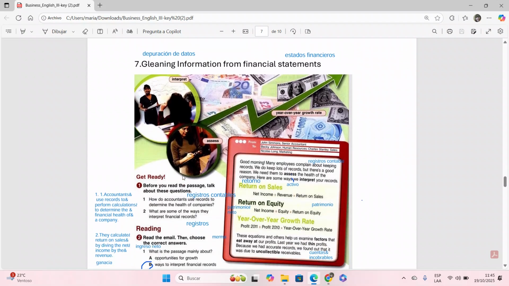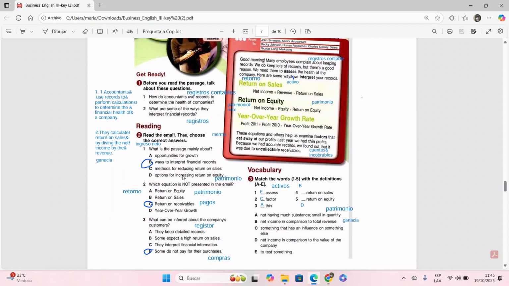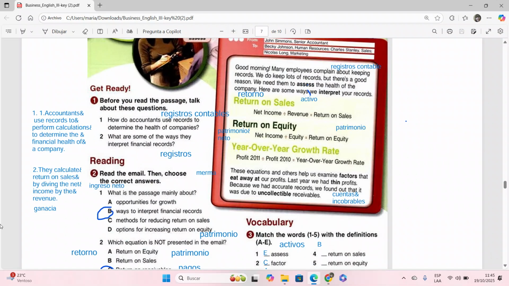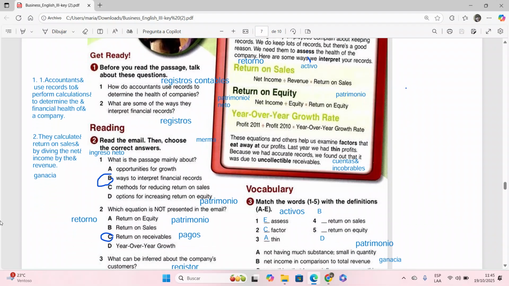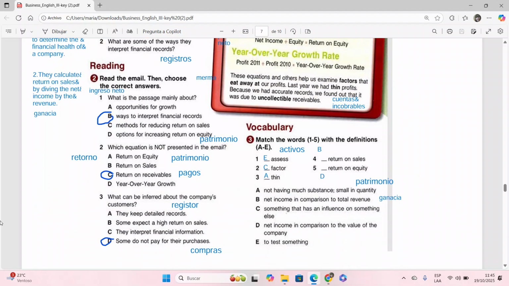Gleaning information from financial statements. 1. How do accountants use records to determine the health of companies? 1. Accountants use records to perform calculations to determine the financial health of a company. 2. What are some of the ways they interpret financial records? They calculate return on sales by dividing the net income by the revenue.